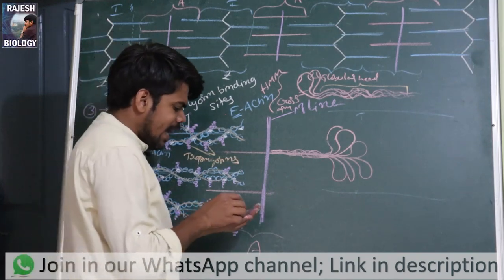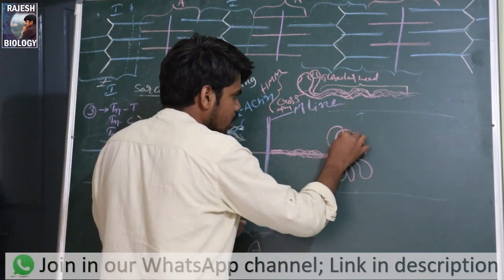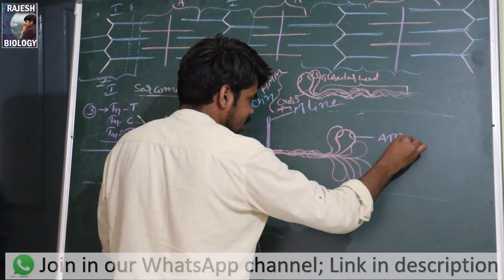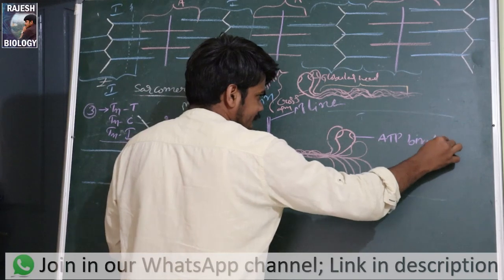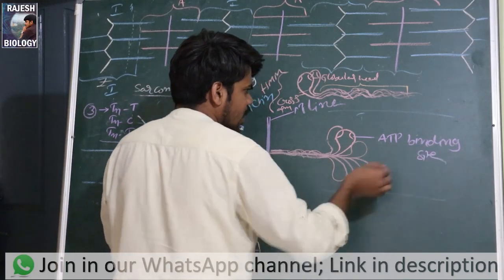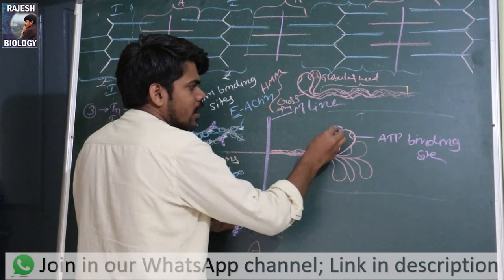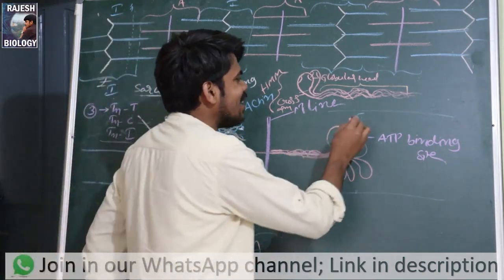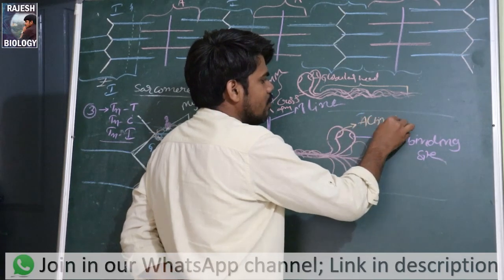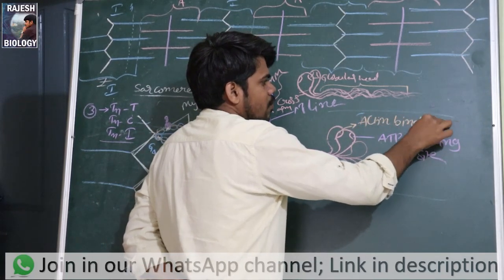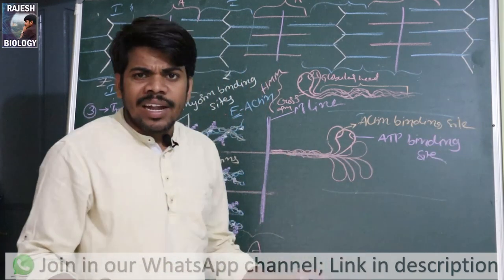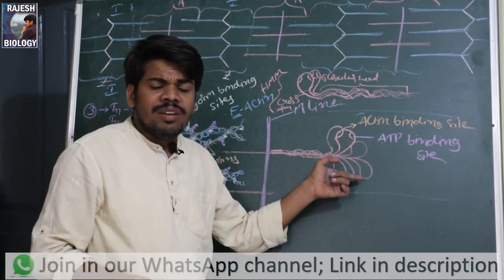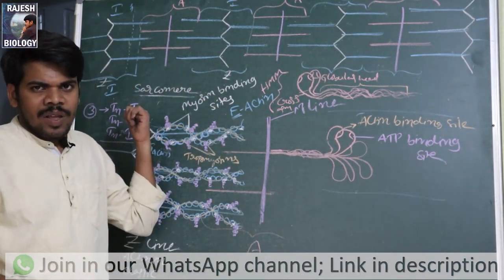Each myosin head has two binding sites. One is for the ATP, that's why it is called the ATP binding site. And another one is very special, the actin binding site. Now you may get some clarity. The actin binding site is present on the myosin head, and the myosin binding site is present on the actin filament.